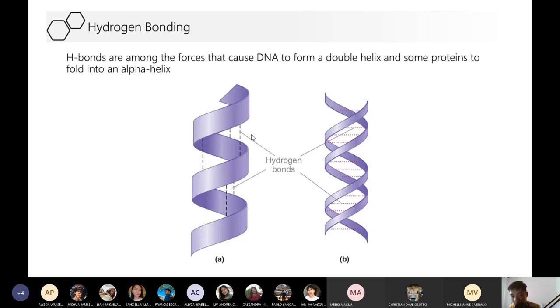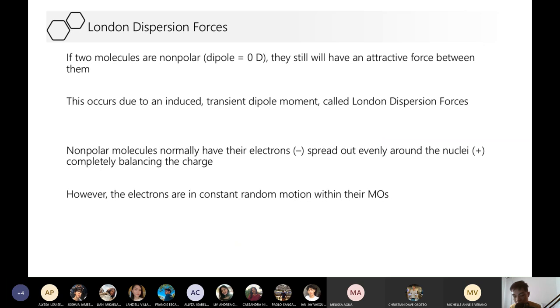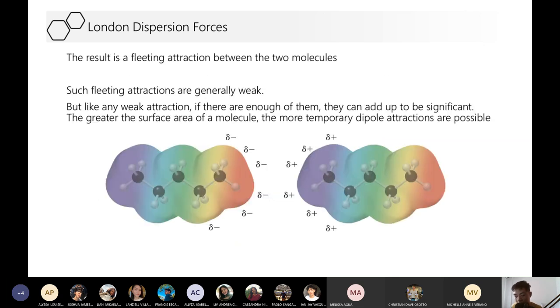And yun, makita natin yung hydrogen bonding sa ating DNA. Our nucleotide bases, no? The ACGT, they are bonded with the H bonds, no? Kaya naka-double helix ang ating DNA, no? So, imagine without H bond, ano kaya itsura ng tao? Wala, no? Ito yung naman London force, London dispersion forces. Kapag wala kang dipole, edi London dispersion forces lang meron ka, no?